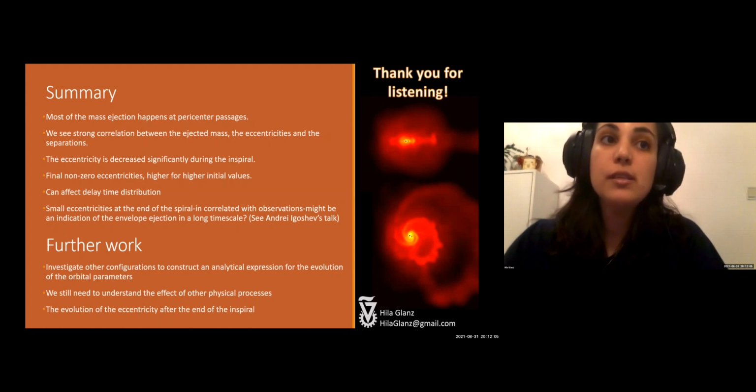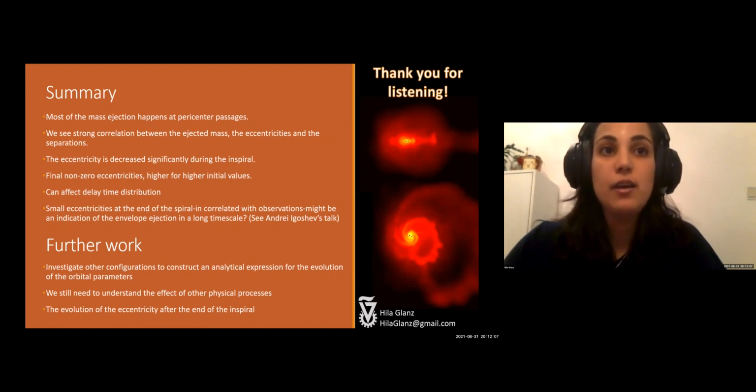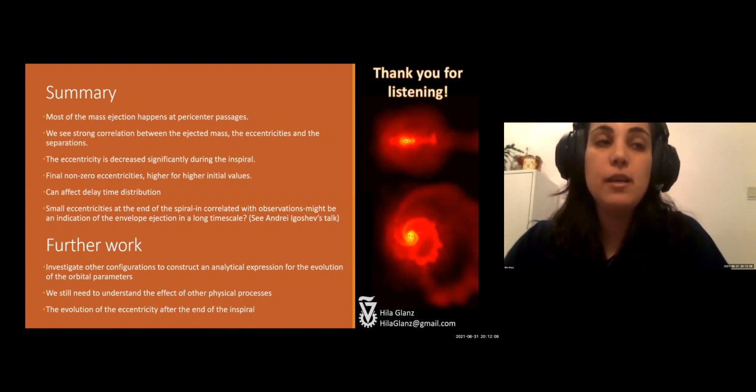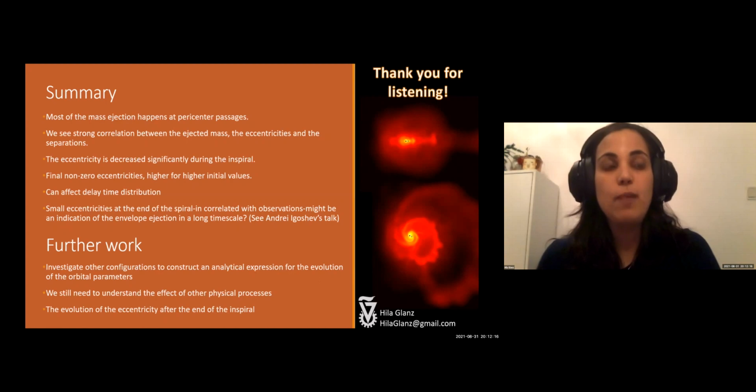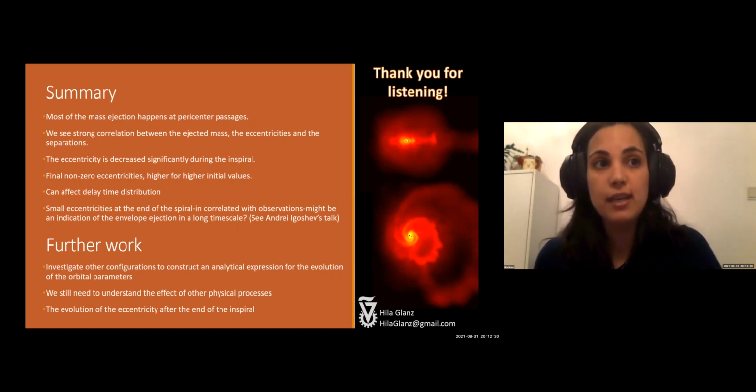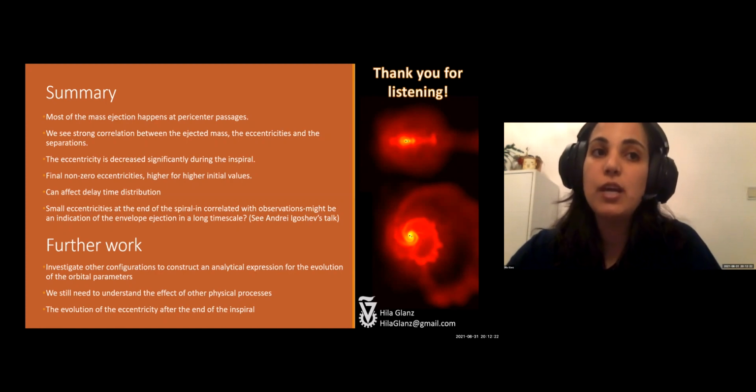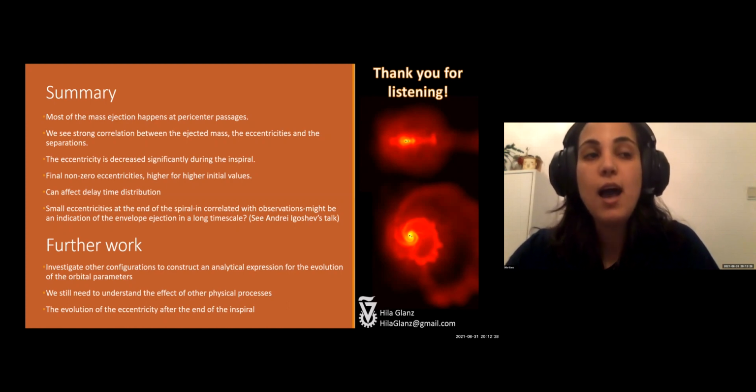And we do see strong circularization and values quite similar to observed post-common envelope binaries. And therefore, we can maybe suggest that since a larger amount of mass ejection during the inspiral may increase the final eccentricity, it means that most of the ejection of the remaining envelope will be through slow processes, as also suggested in a work that Andrei Goshev will present tomorrow.